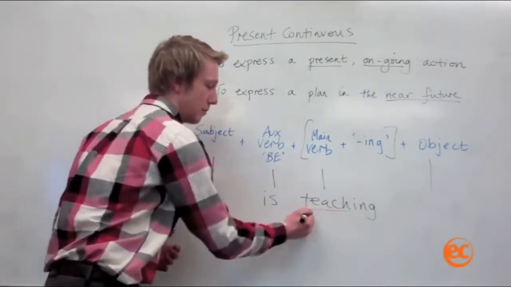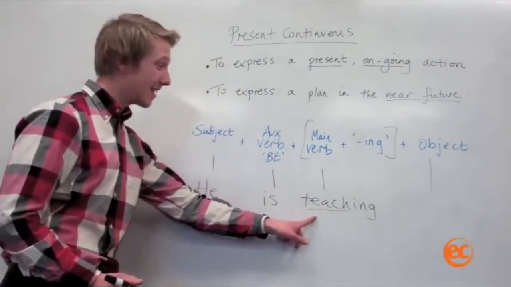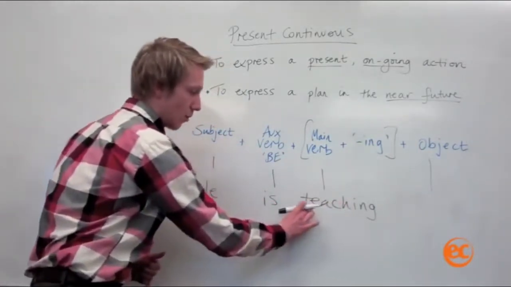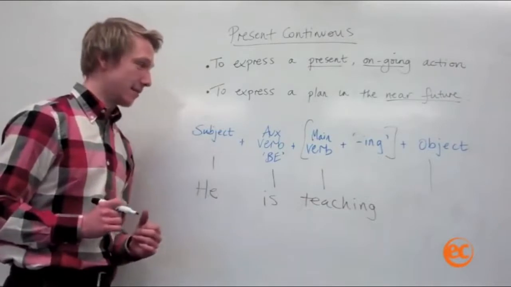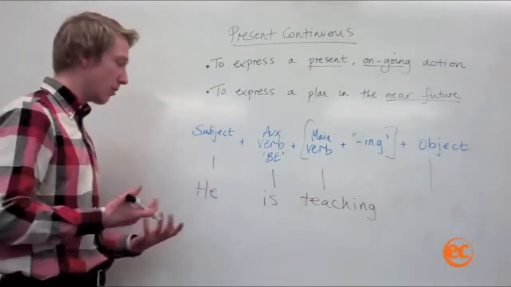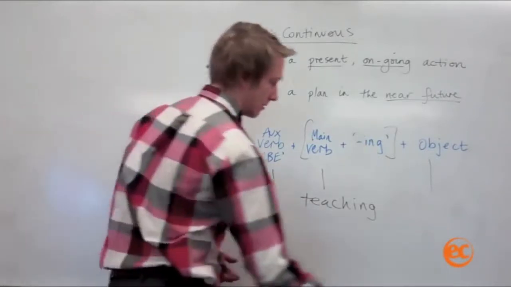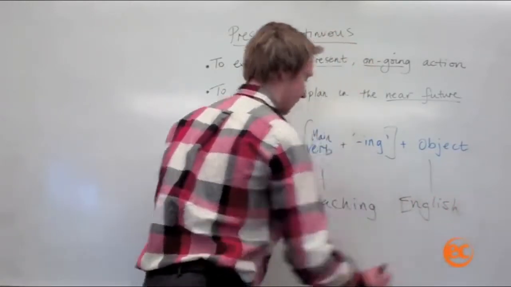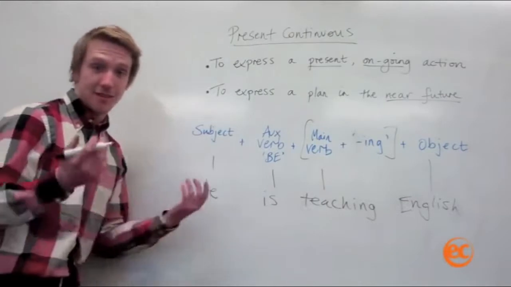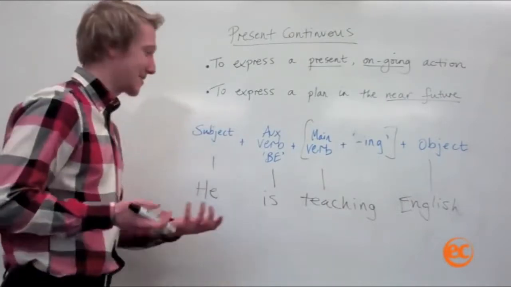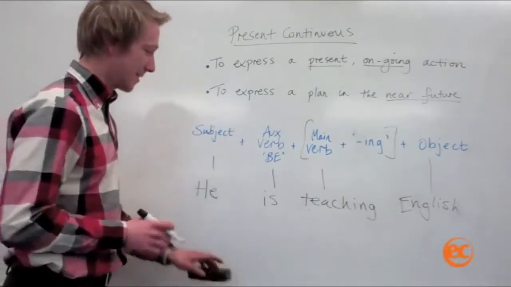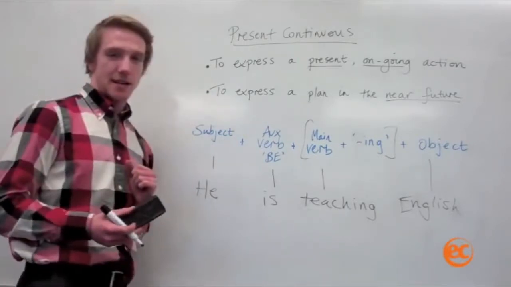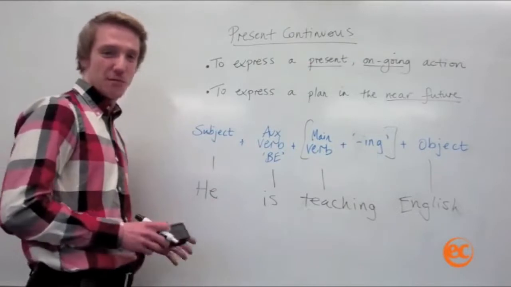We've got our main verb from to teach. Then we've added our ing suffix, and it becomes one form, teaching. What is Harrison teaching? Well, he is teaching English. Yeah? That's what I'm here. That's why I'm here, that's what I'm doing. But let's think now. Let's look at the second context, a plan in the near future.